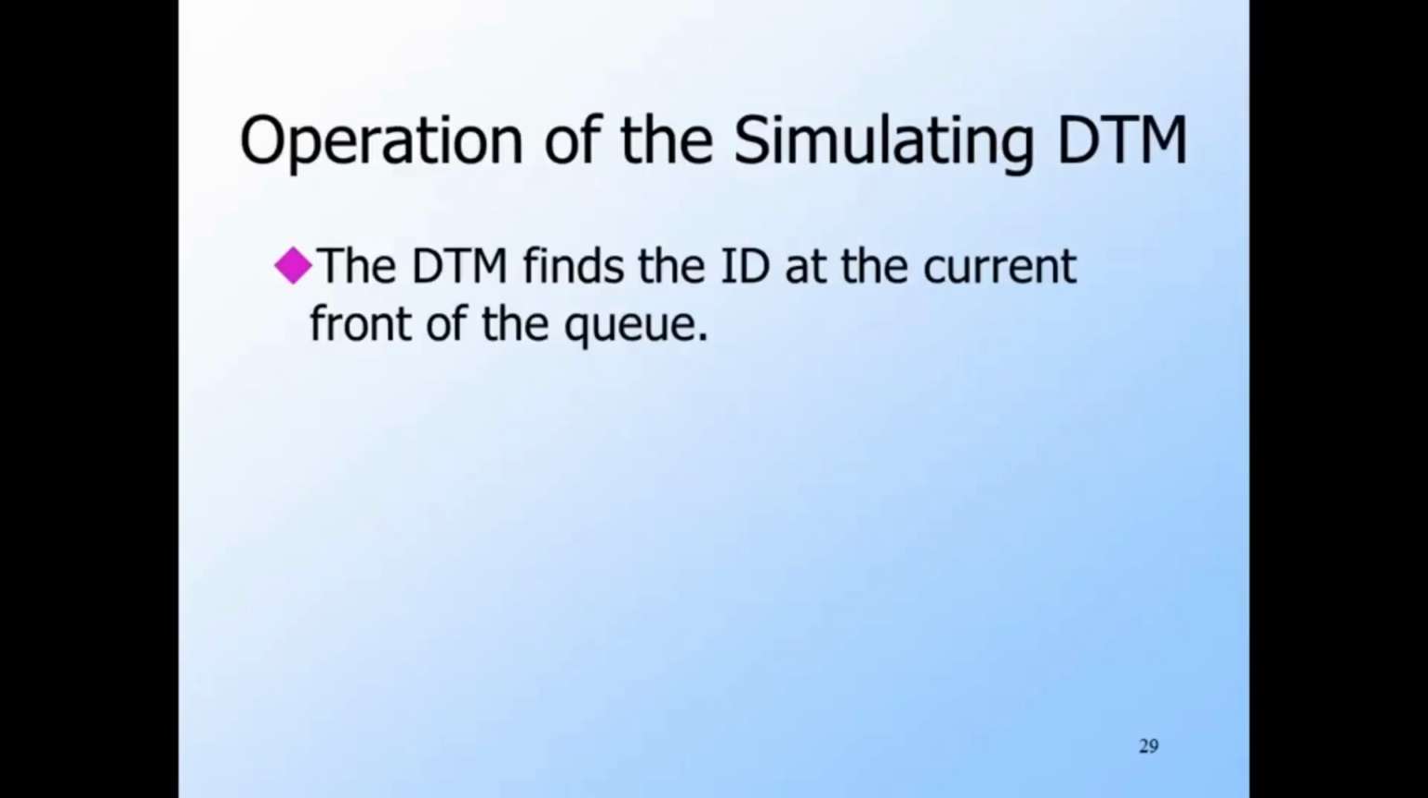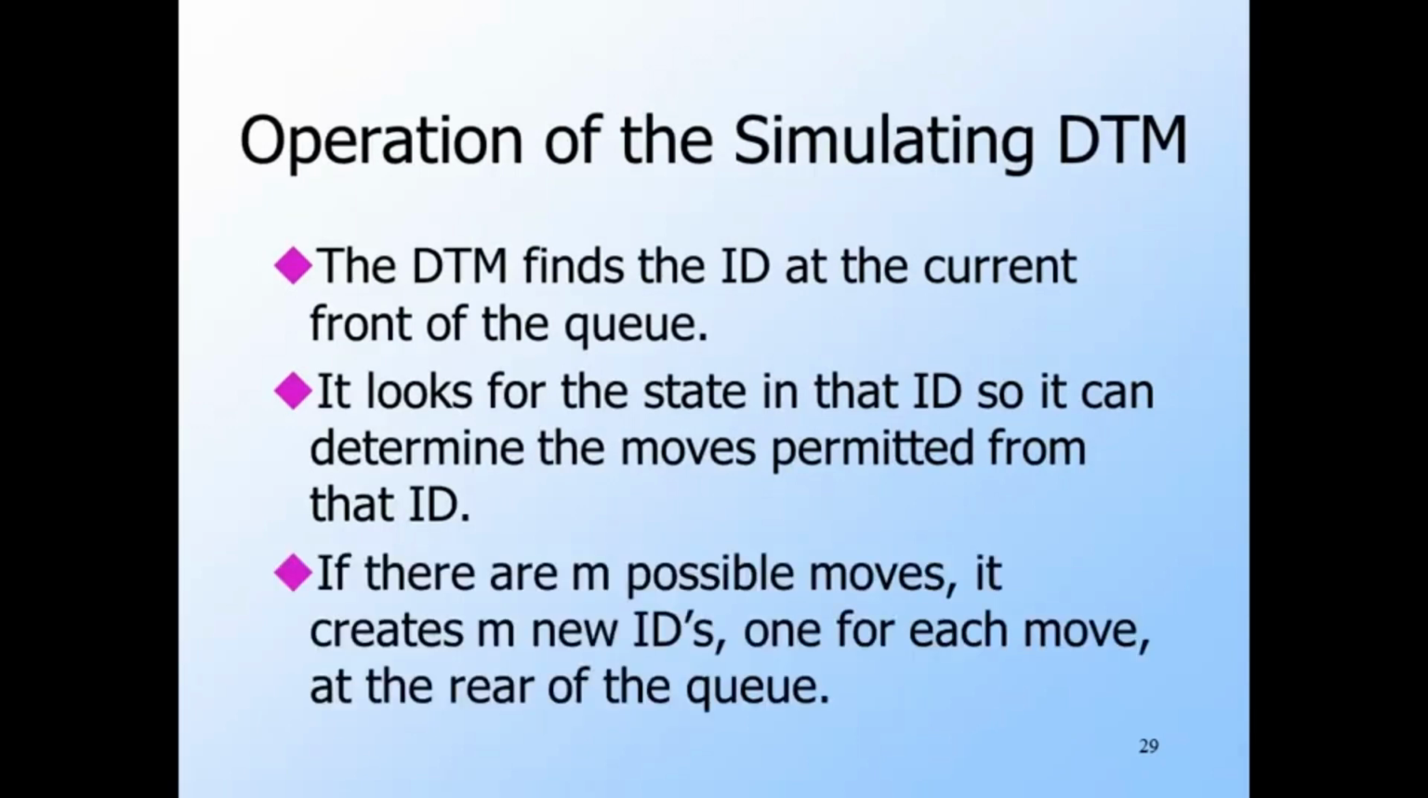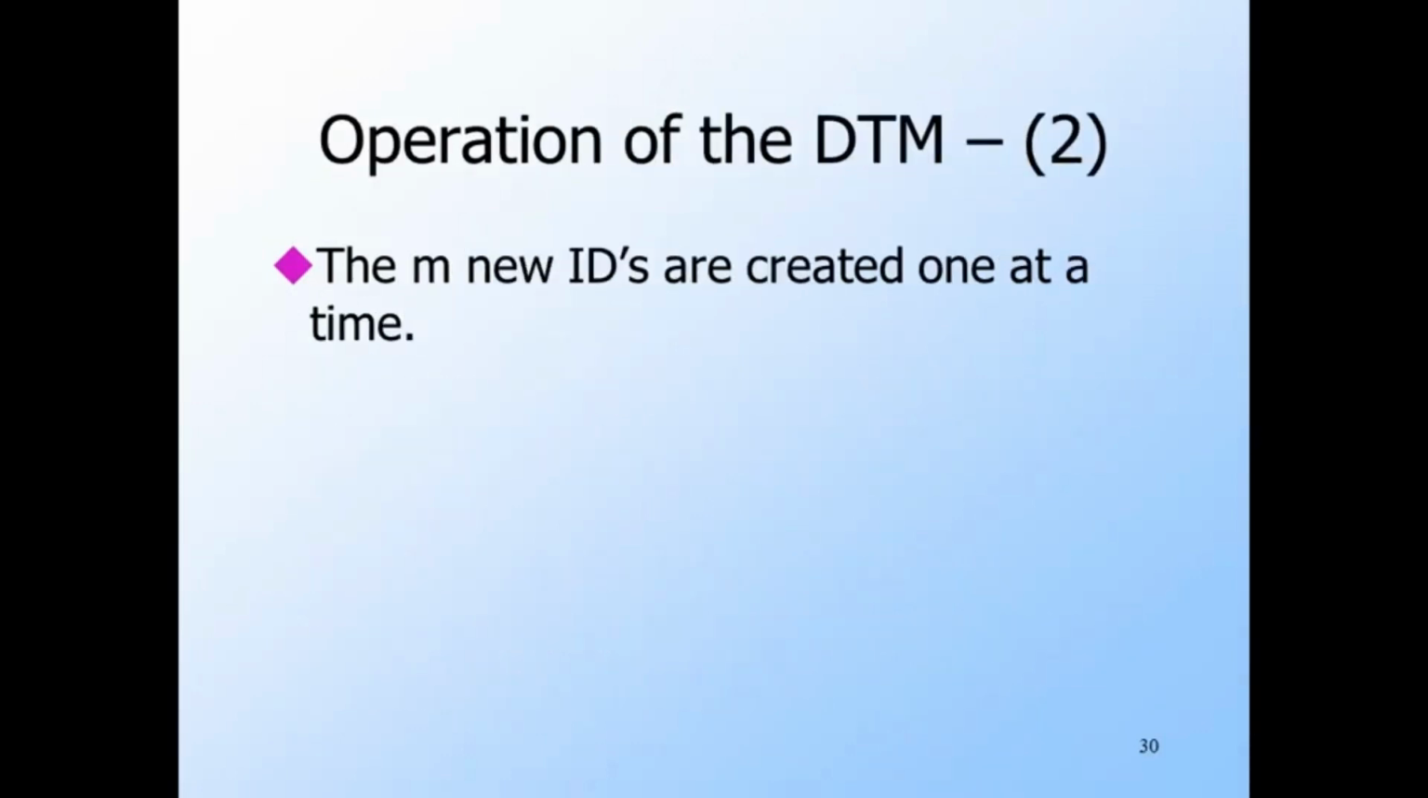Here's how the deterministic machine processes the front ID on the queue. First, the deterministic machine looks for the state within the front ID. By storing the state and the symbol to its right in its own state, it now knows all the choices of moves for the non-deterministic machine. Suppose there are m choices of move. Then the deterministic machine will create m new IDs at the rear of the queue, that is, to the right of the portion of its tape currently holding IDs. The deterministic machine decides on an order for the m choices and creates an ID reflecting each choice one at a time.